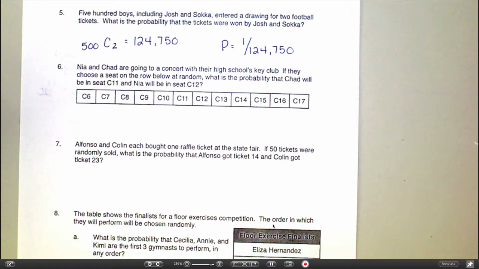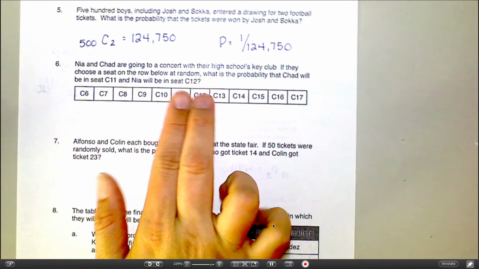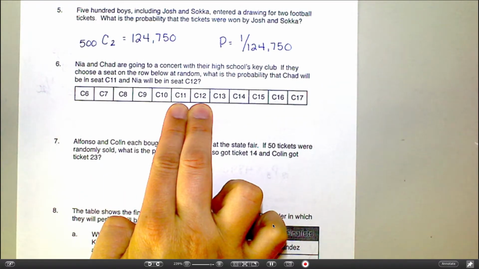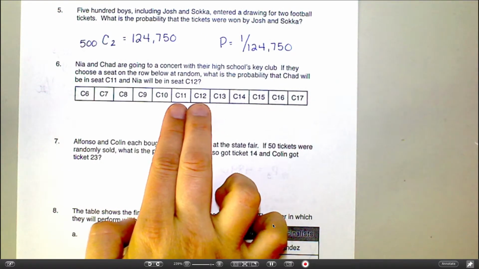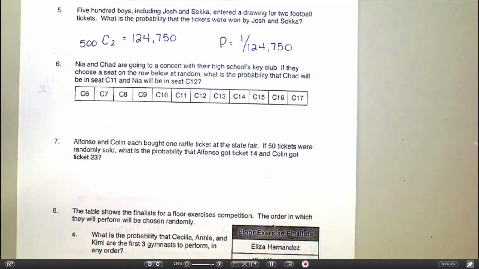Number 6 is another one that I would go through. There are two different ways to go through it. Nia and Chad are going to a concert with their high school's Key Club. If they are choosing a seat in that row at random, what is the probability that Chad will be in seat 11 and Nia will be in 12? Bryce? Permutation. Okay, this one is a permutation because we want them in specific places, right? And I don't care where everybody else ends up. Really what I'm trying to find out is how many different ways I could choose 2 students for these 2 seats. Out of those 12 kids that are going, how many different people could I put in those seats? So how am I going to set that up?